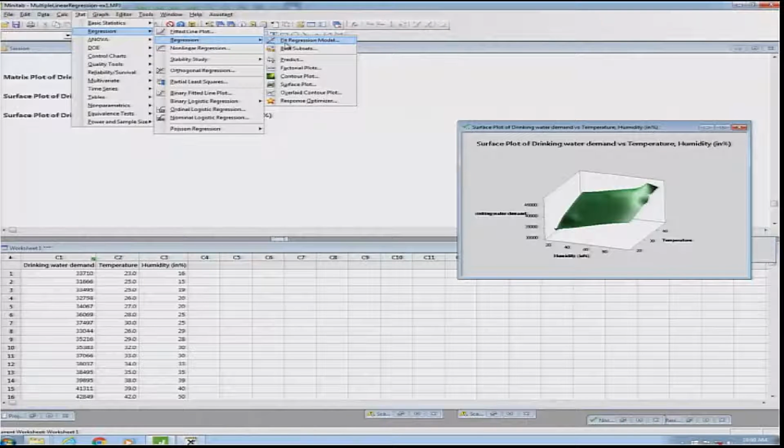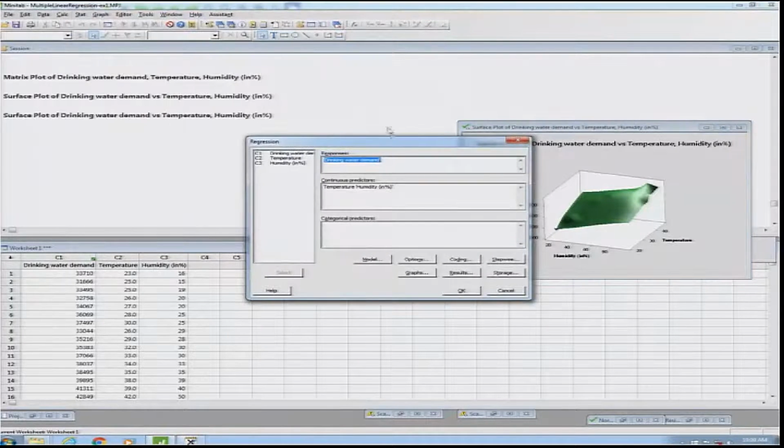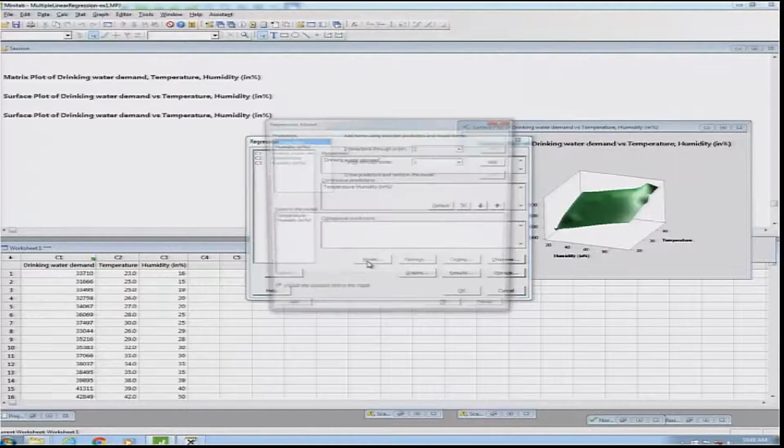So, now let me fit a multiple linear regression model. You can see that in MINITAB it is not difficult, and it is a menu driven software. Here I am taking my response variable as drinking water demand, and I have taken two independent variables, temperature and humidity. And here we do not have any categorical variable which takes values such as 0, 1 or something like that. Let me explain the different options which are available to us.